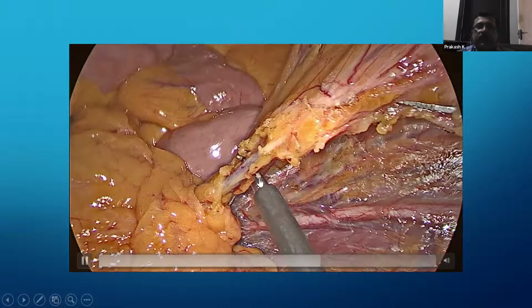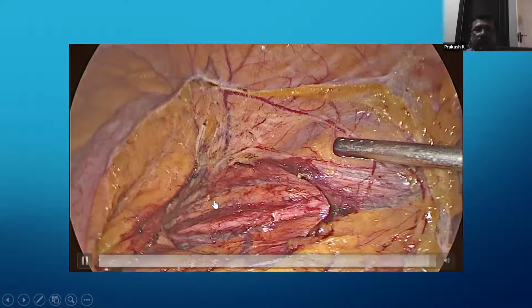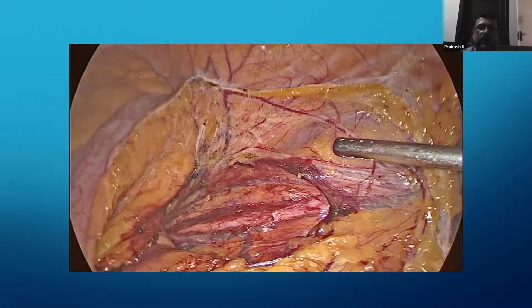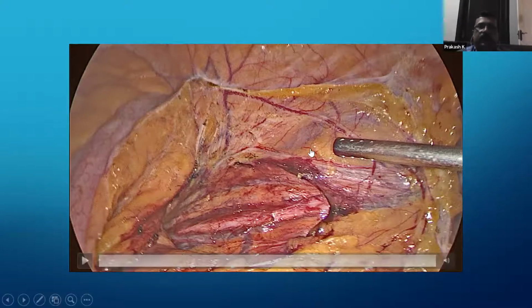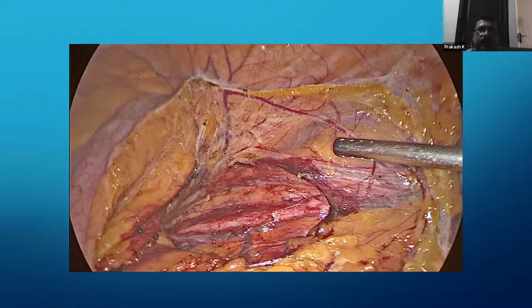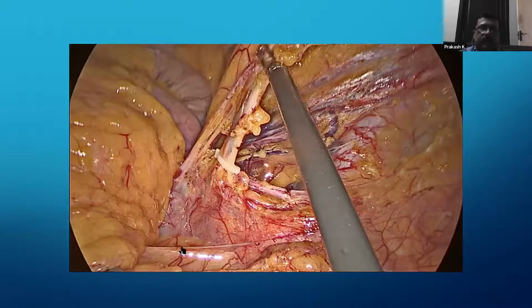You can see the ureter and veins dissected, and once that is complete, you have all the nodes cleared, and then you can go on to identify the ureter and the left gonadal vessels, and then you finally do the mobilization of the left colon. And this again.